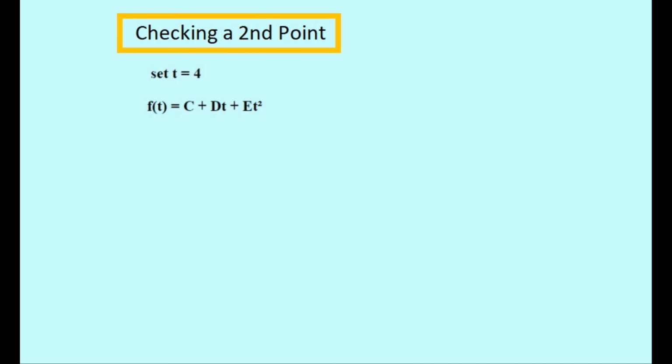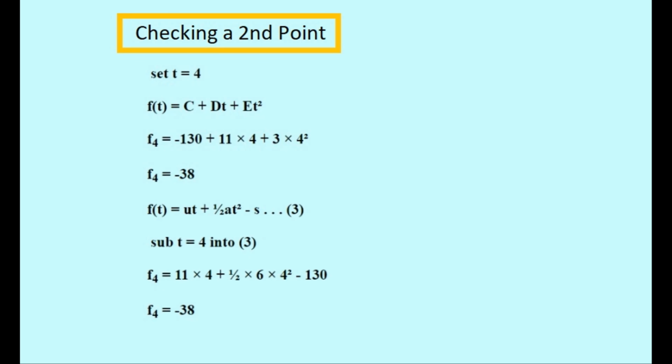We can similarly check it for another point, 4, f4. Here is its value as calculated from the quadratic function, and here is its value from the original function. So these two values are equal, and thus the function is even more highly likely to be quadratic.